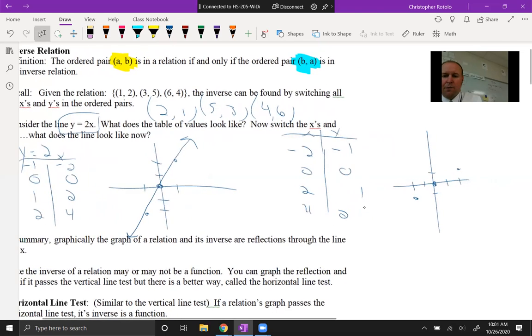And what's the other one now? 4 gets 2. All right, so it's still a linear function. We can see what's going on here. We just had to flip them around. Okay, so that's what's going to happen.